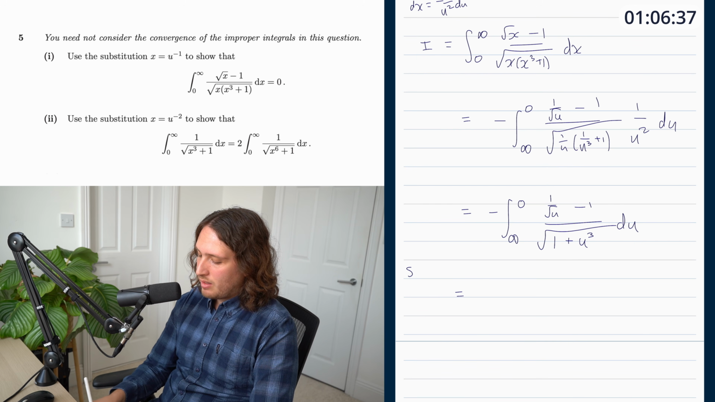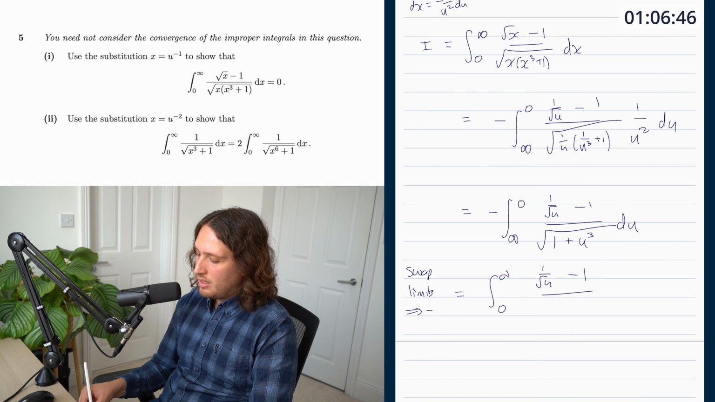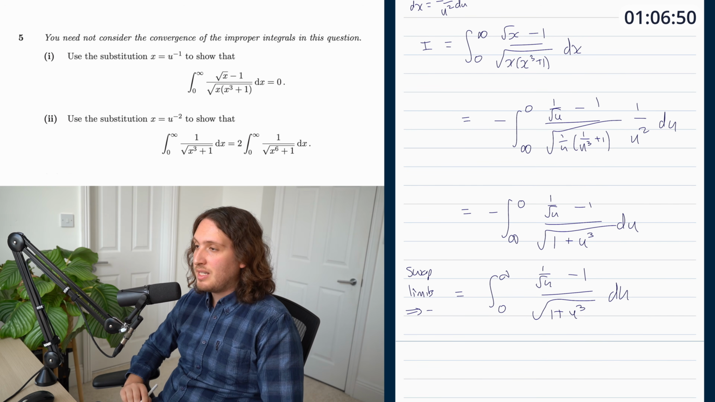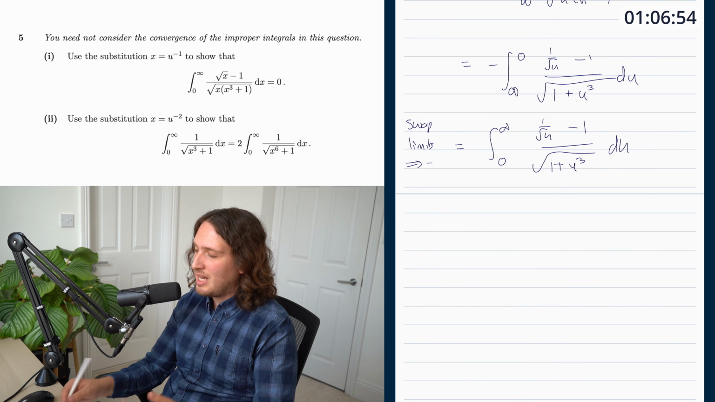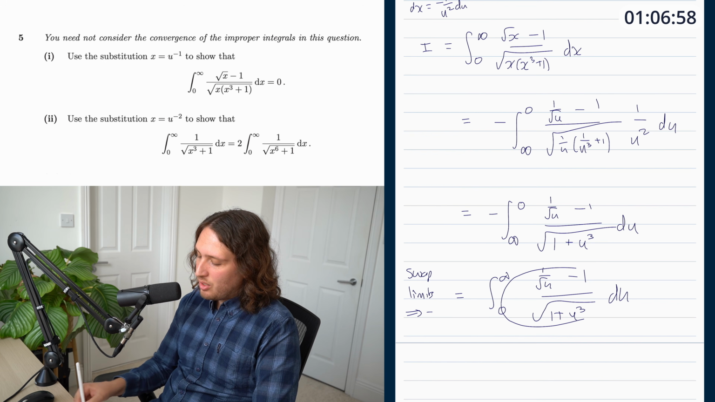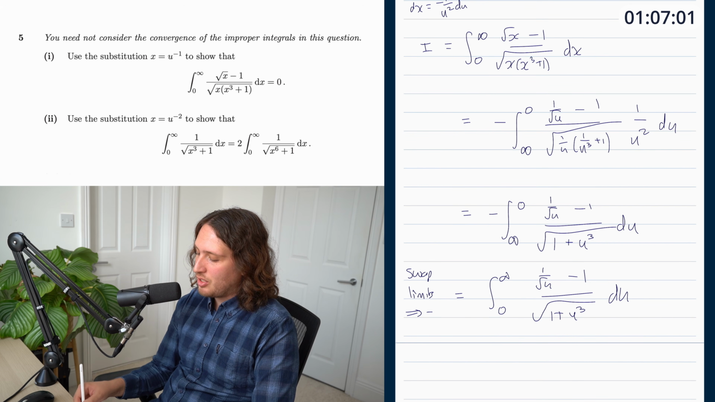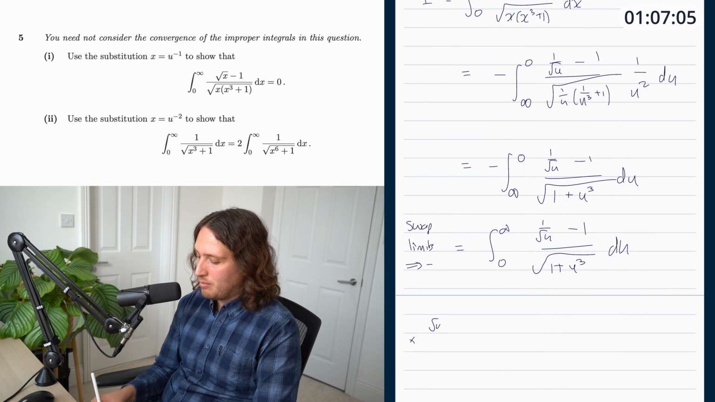I'll swap the limits and use the minus to do that. So I get the integral from 0 to infinity of 1 over root u minus 1 over root 1 plus u cubed, du. So I don't just want to solve this thing, I want to show it's 0. And I guess the most obvious way to show that something's 0 after a substitution is something like showing it's minus itself. This looks very, very similar to the original. I've just got slightly off powers.